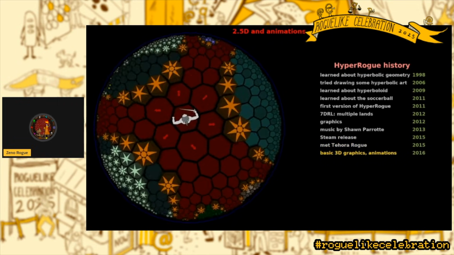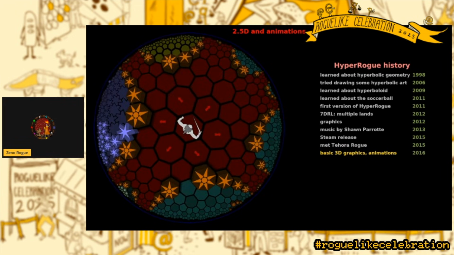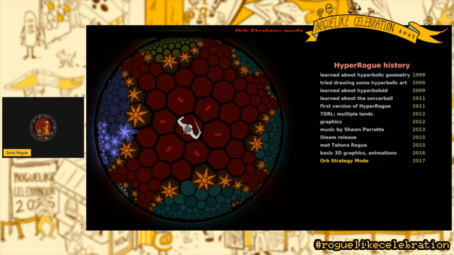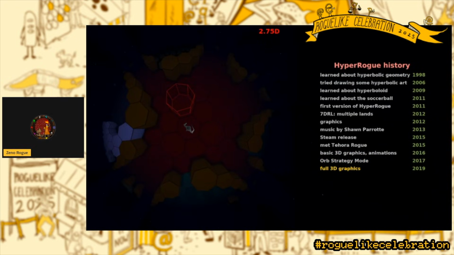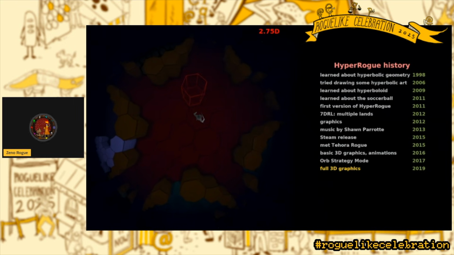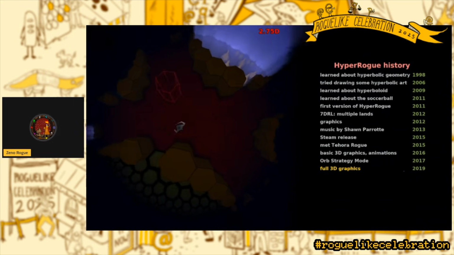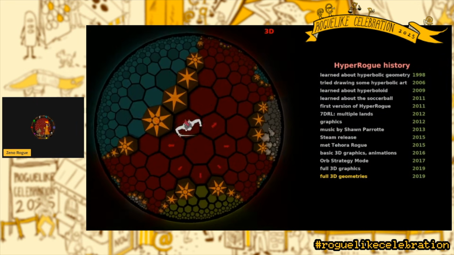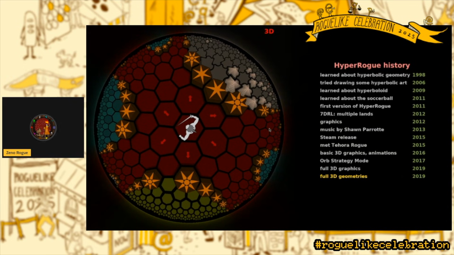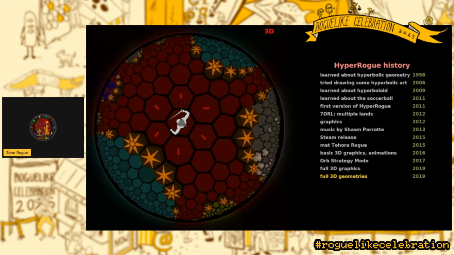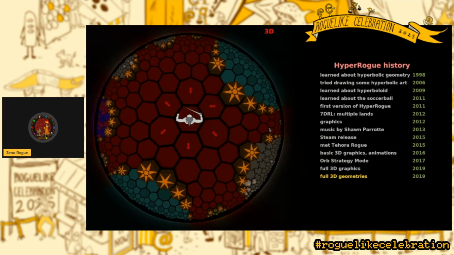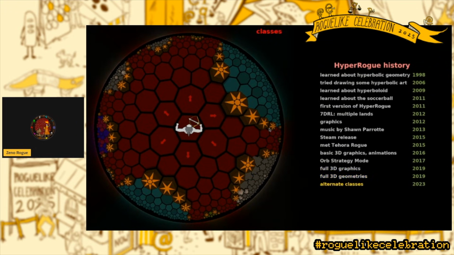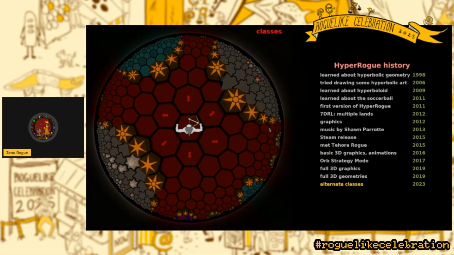Then three-dimensional graphics, animations, some special modes, three-dimensional graphics here. So you can play HyperRogue like a first-person shooter. There are also full three-dimensional geometries, like this thing with hyperbolic cubes, which was also done with this engine. Some alternative classes like crossbow and so on. So now HyperRogue has over 60 lands. So that's roughly the history of HyperRogue.